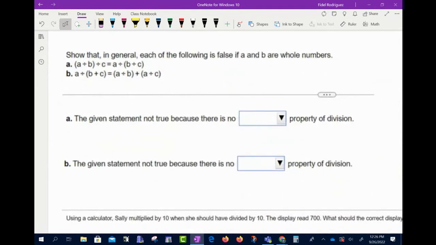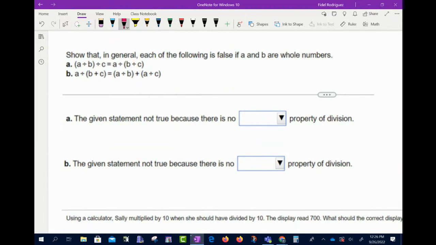Okay, so for the next couple of problems, y'all, it says, show that in general, each of the following is false if A and B are whole numbers. And it says A divided by B, then divided by C, is the same thing as A divided by, and then B divided by C. So, y'all, this is not true.